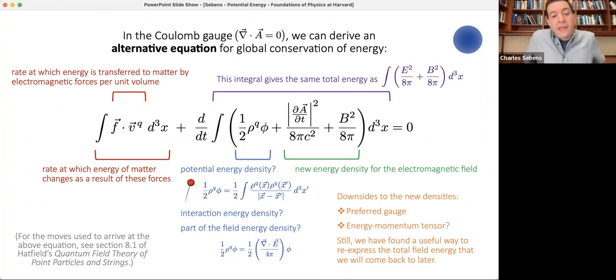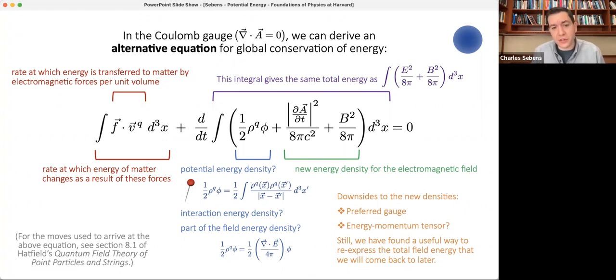So here you actually have the 1/2 rho phi energy density from before as part of your total energy density. And then instead of E squared over 8 pi plus B squared over 8 pi, you have now this dA dt, the time derivative of the vector potential, appearing. So you might say, okay, this is just a different way to write the energy of the electromagnetic field, but it doesn't mean anything about where the energy actually is. It's still E squared over 8 pi plus B squared over 8 pi. And I think as a way of rewriting that energy, it's useful.